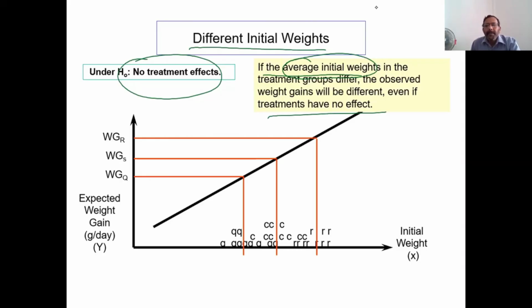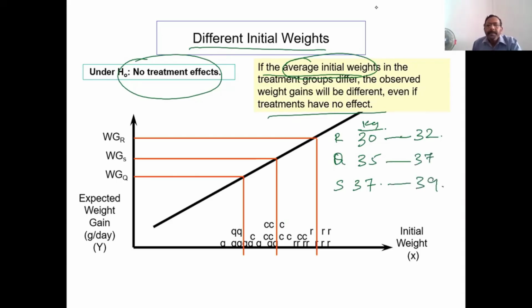Right? So for example, one cow is 30 kilograms. Another cow is 35 kilograms as an example. So here I am applying treatment R. This is treatment Q. This is treatment standard. This is with 37 kilograms. So here the increase is, let's say, 32. Do you think this increase will be 37? This increase will be 39? No. This increase will not be like this.